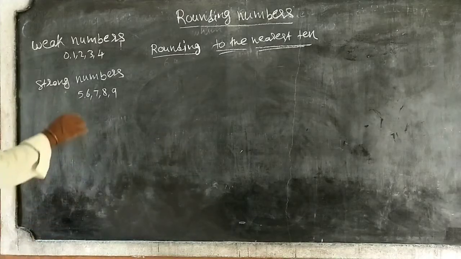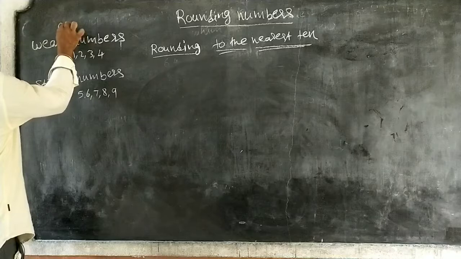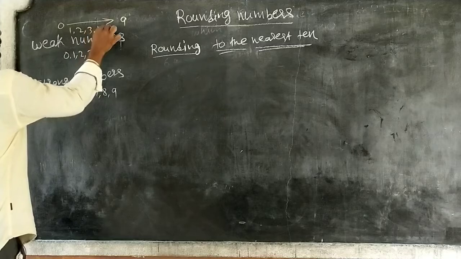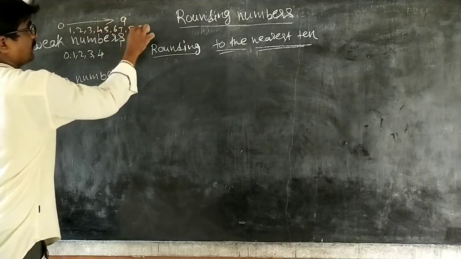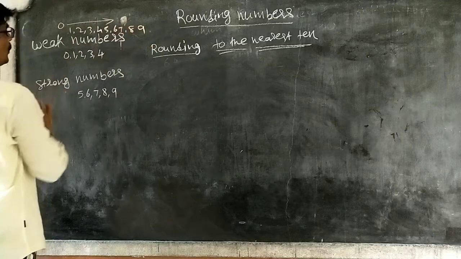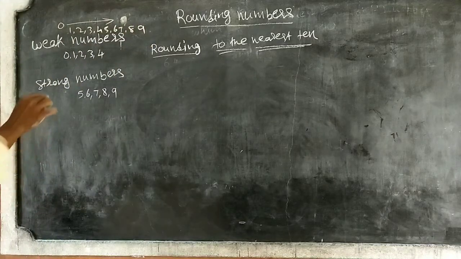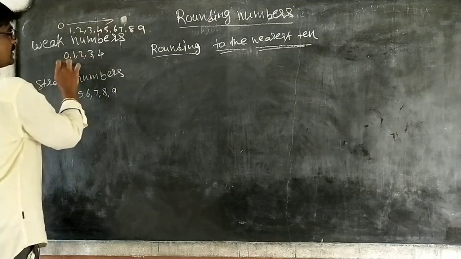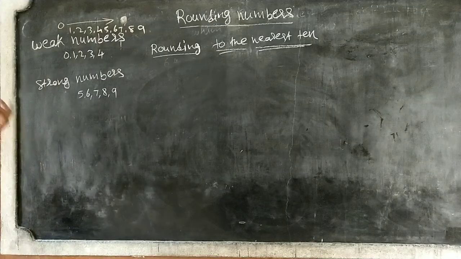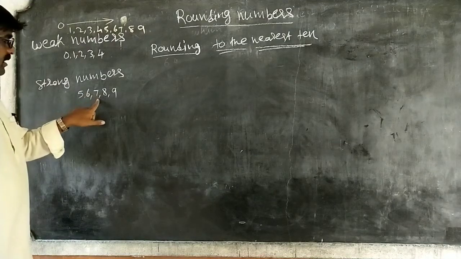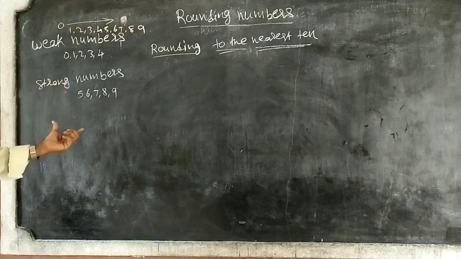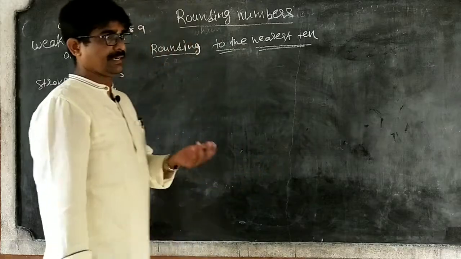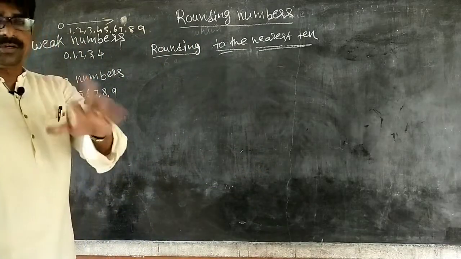Before rounding the number, we have the numbers 0 to 9: 0, 1, 2, 3, 4, 5, 6, 7, 8 and 9. In these 0 to 9 numbers, we divide them: 0, 1, 2, 3, 4 are the weak numbers. Strong numbers are 5, 6, 7, 8, 9. Based on this, we have to round the numbers to the nearest 10, nearest 100, nearest 1000. How do we do it?